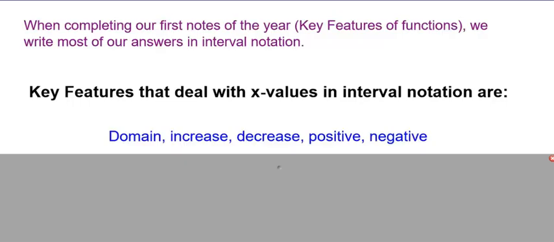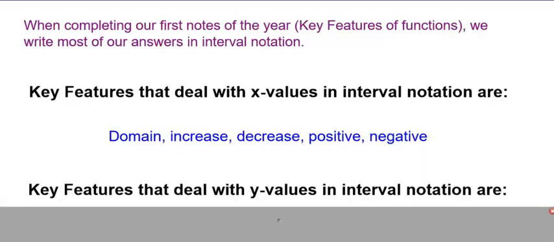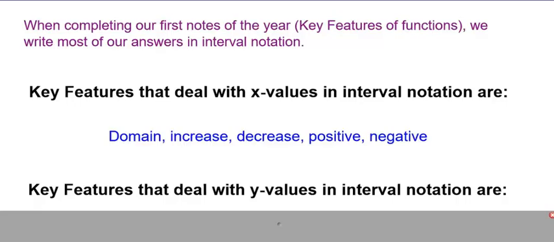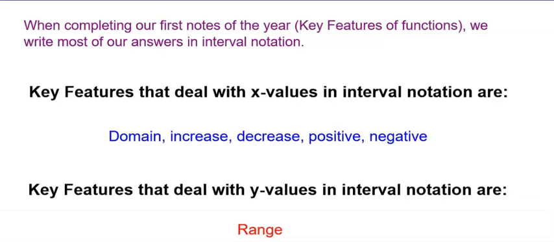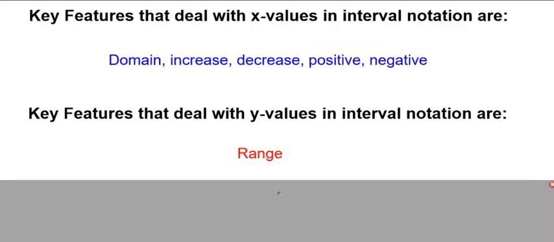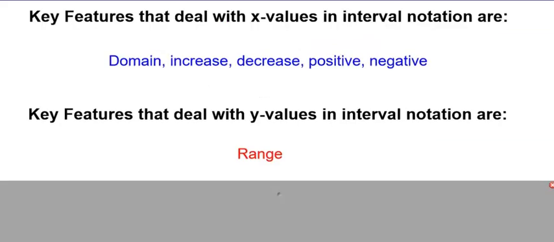So again, if you don't know how to do this, that part's going to be messing you up. Now, when it comes to the x values, it's that one. When it comes to our y values, though, it's only one thing, and that is range. So when it comes to our key features here, if it's dealing with the x values, that means it's talking about interval notation of domain, increase, decrease, positive, and negative. If it's dealing with our y values, that's talking about our range.